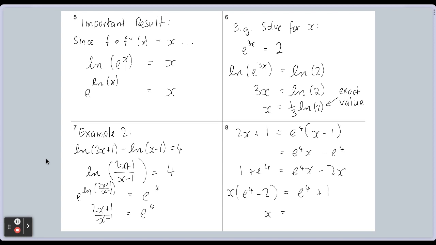And so x is equal to e to the power of 4 plus 1 over e to the power of 4 minus 2. And that is an exact answer. And I guess that's what makes this different from maybe a problem with a numerical base, like 2 to the power of 4. You'd evaluate that to 16, right? And so you'd end up with a single number at the end. But this is what you do with Euler's number. You leave it in e to the power of form or ln form for an exact answer.